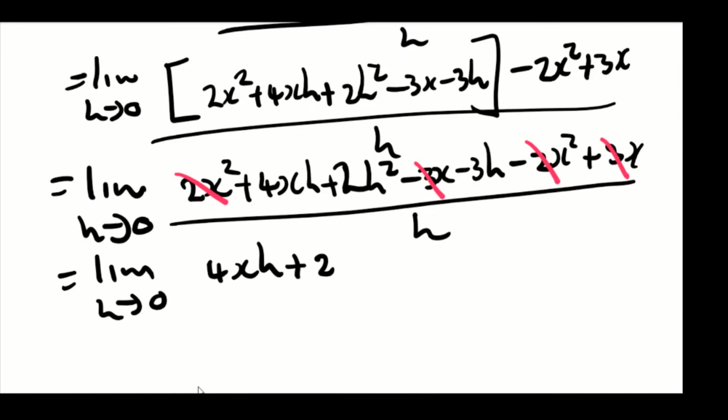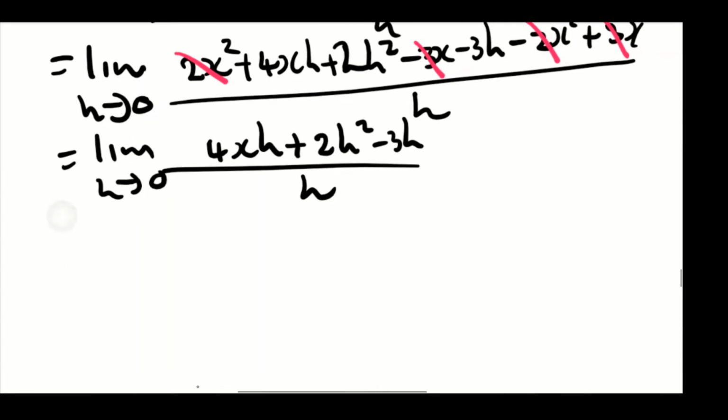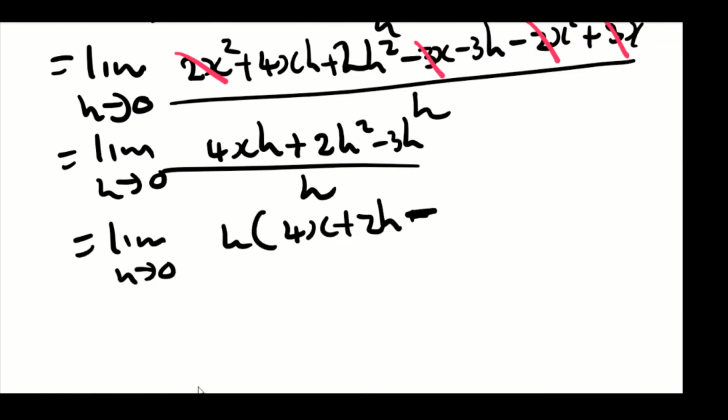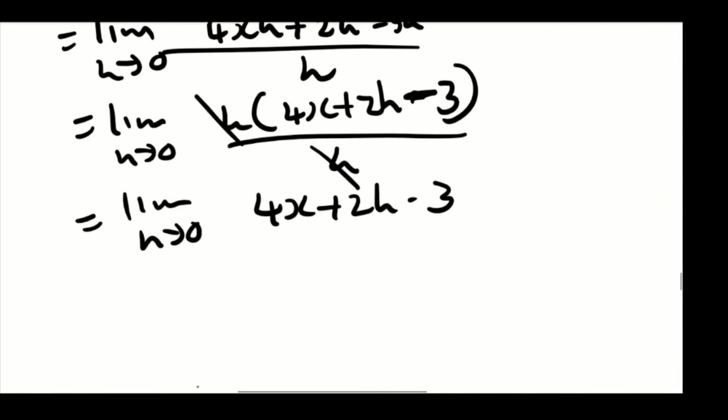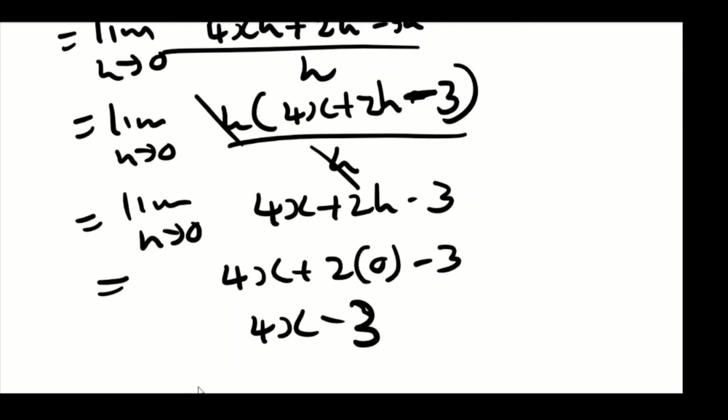4xh plus 2h squared minus 3h all over h, and then we factorize h because it's common, so it's going to be h into 4x plus 2h minus 3 divided by h, cancel out, so it's the limit as h approaches 0 of 4x plus 2h minus 3, right, in which case we're just going to substitute the 0, so it's 4x plus 2 into 0 minus 3, so it's going to be 4x minus 3. So this is your derivative, right?